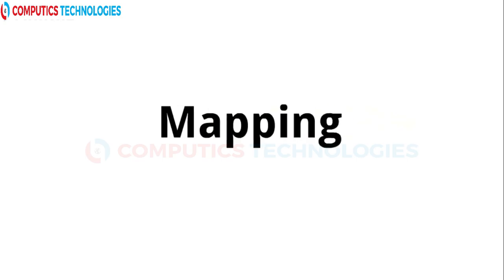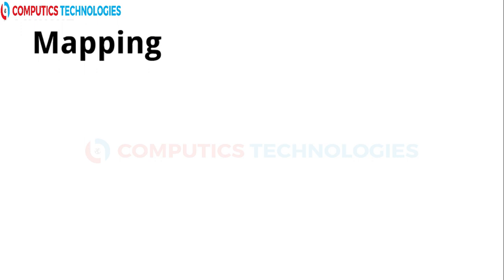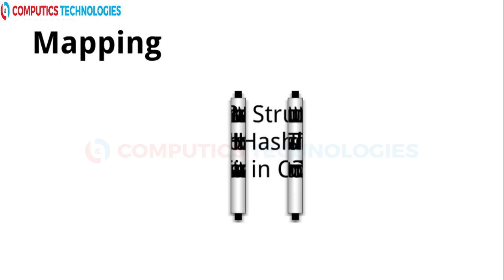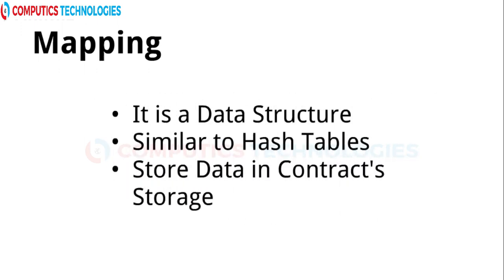In this video we are going to learn what is mapping in Solidity. In Solidity, a mapping is a data structure that allows you to store and retrieve data using a unique key. Mappings are similar to hash tables or dictionaries in other programming languages. They are often used to store data in a contract storage that needs to be accessed and modified by key.